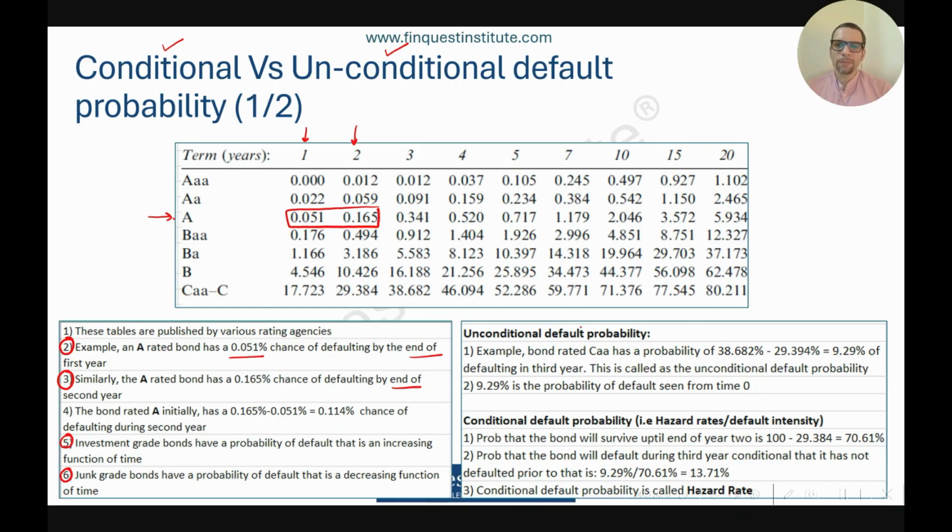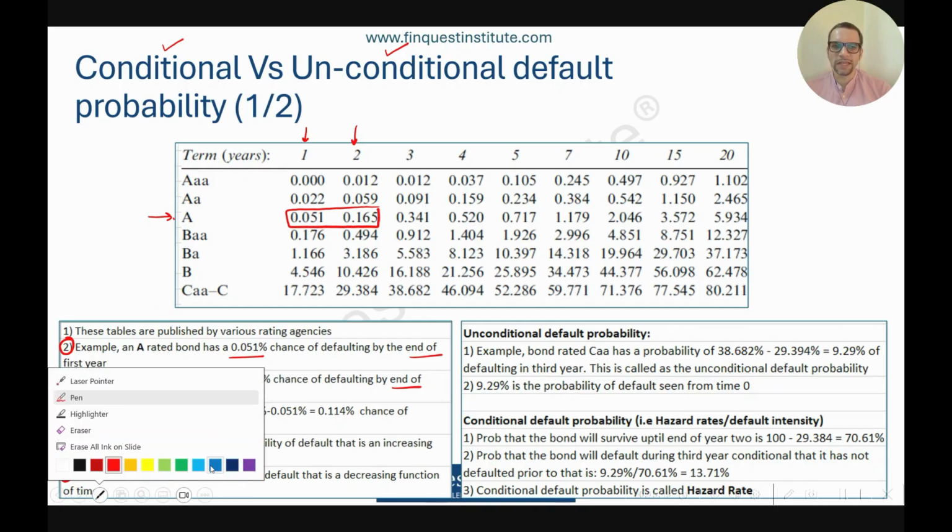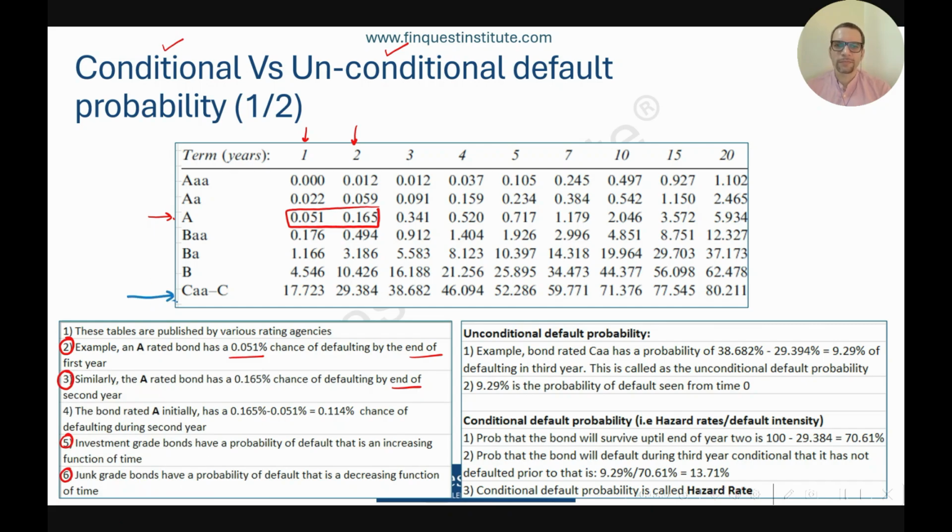Now, let's start to understand these two definitions as we have put in the title of this slide, unconditional versus conditional default. Let's look at the unconditional default probability first. For this, let's use the bond which is rated CAA. So let's take a bond which is currently rated CAA, and we know that it has a probability.